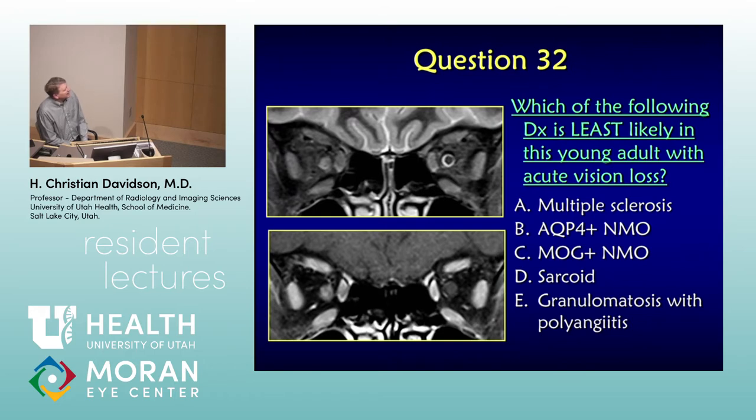Which of the following diagnoses is least likely in this young adult with acute vision loss? On the top you have a T2 with fat suppression. On the bottom you have a T1 post-contrast with fat suppression. Your choices are multiple sclerosis, aquaporin 4 NMO, MOG-positive NMO, sarcoid, or GPA.